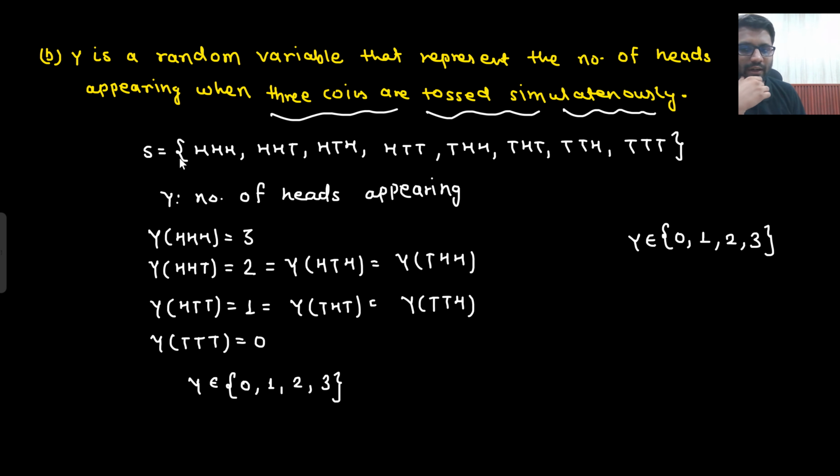So every time you don't need to write down the sample space, and every time you don't need to go to each element and ask what value you will get. In your mind you can think that if I am tossing 3 coins simultaneously, then for the number of heads, either I can get 0 heads, or 1 head, or 2 heads, or 3 heads.